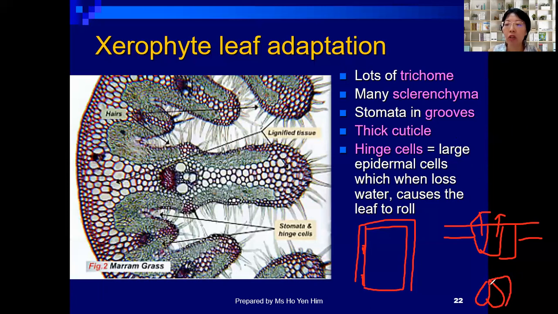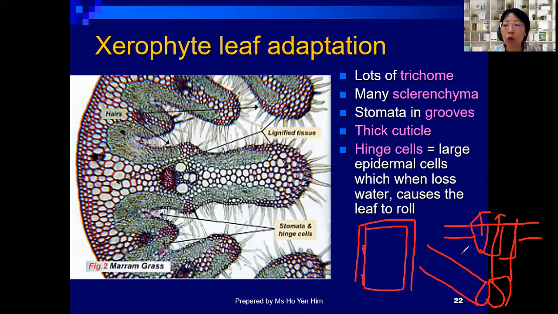So when it becomes triangular shape, what happens to my epidermis? Now this epidermis is here already, right? Now the other epidermis is there already. Can you see it or not? So it causes the epidermis to move in a different orientation, from originally horizontal to a different orientation. So that causes the leaf to roll up.